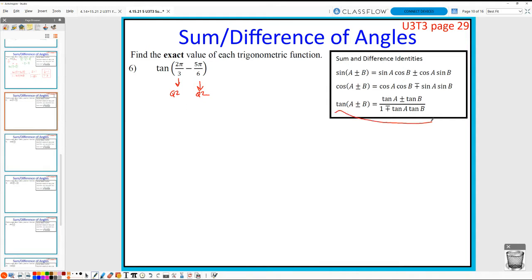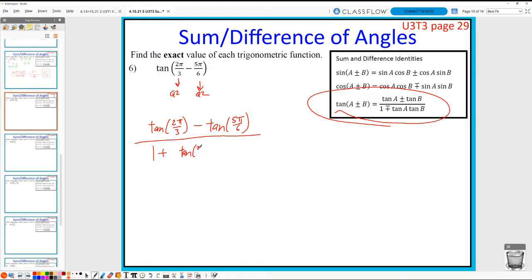Again, following along with what I have here, tan of 2 pi over 3. This top, the numerator, the sign's going to match. Tan of 5 pi over 6, all over. Denominator, it will not match. So 1 plus tan of 2 pi over 3, tan of 5 pi over 6.